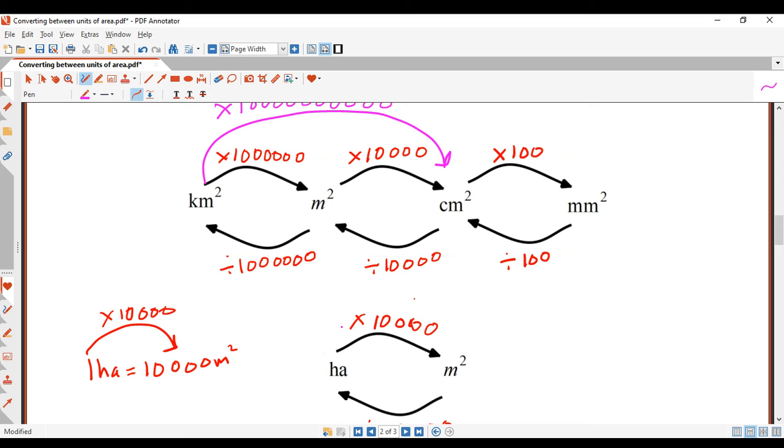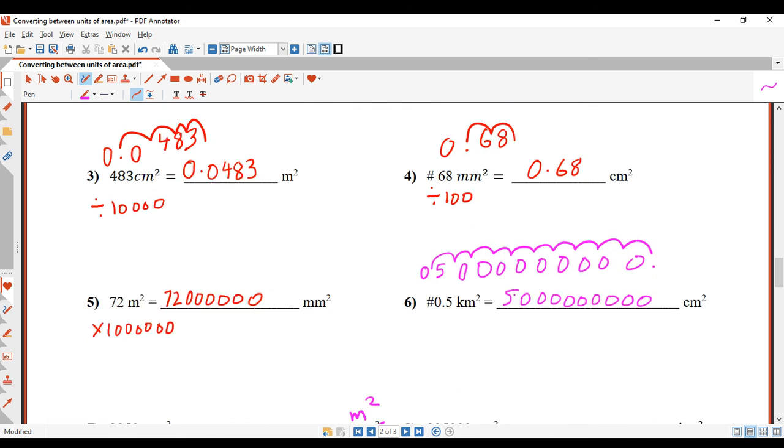Now, millimeters squared to meters squared, that is 2 jumps to the left. Divide by 100 and then divide by 10,000. Now there's 2 zeros there and there's 4 zeros there. So to do this in a single jump, I'm going to divide by 1,000,000 because 1,000,000 has got 6 zeros. Okay, so divide by 1, 2, 3, 4, 5, 6. We can divide by 1,000,000 here. So let's move that down.